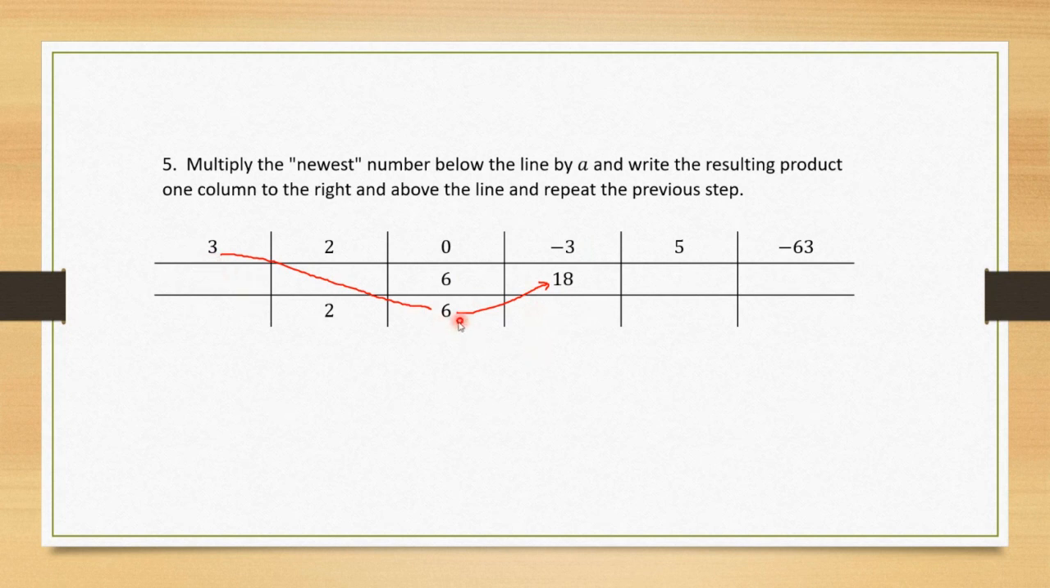Again, you multiply, put up here, and add. So again, we have 3 here. We brought the 2 down. 3 times 2 is 6. That product goes here, one column to the right, one row up. We add, the sum goes here. And we repeat. 3 times 6, which is 18. That product goes here. You add, and you get 15.